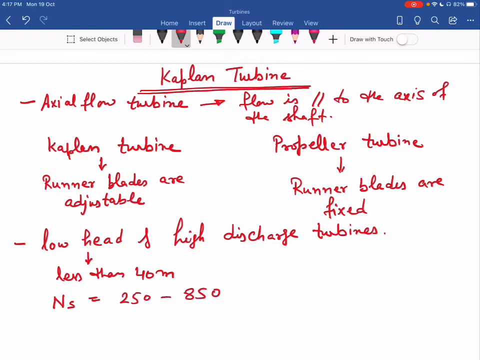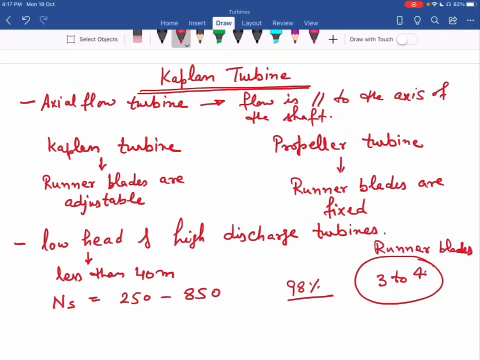Now out of these two, propeller and Kaplan, the Kaplan turbine is a highly efficient turbine and its efficiency is near about 98%. This turbine has a lesser number of blades, usually 3 to 4. These are the number of runner blades, and at the most it is up to 6.